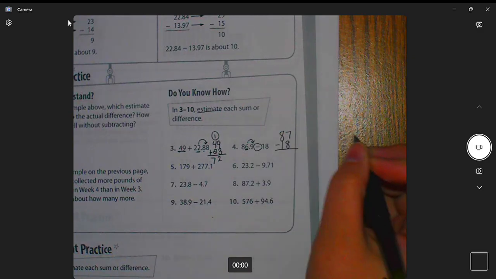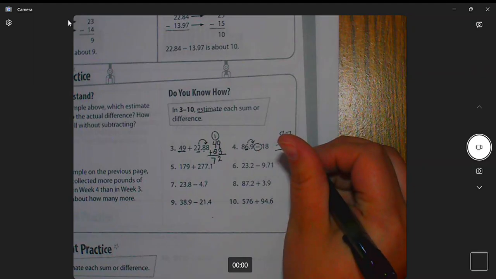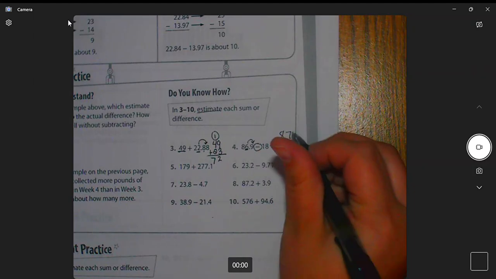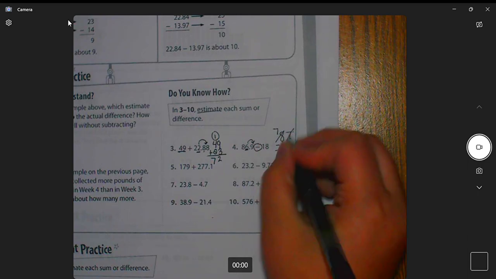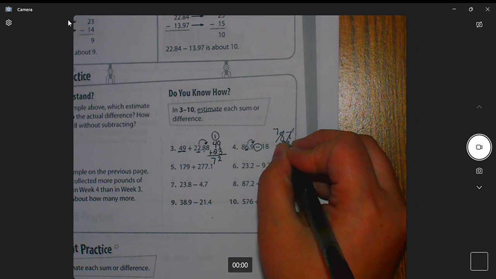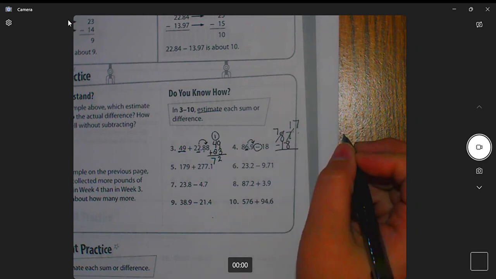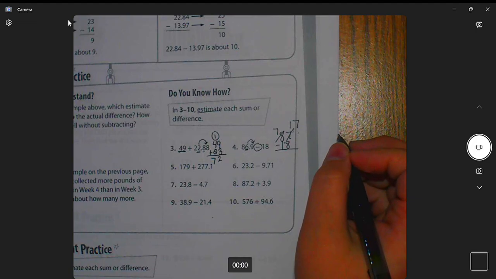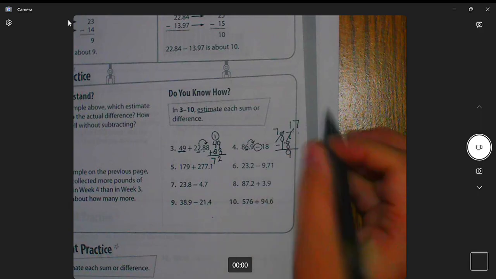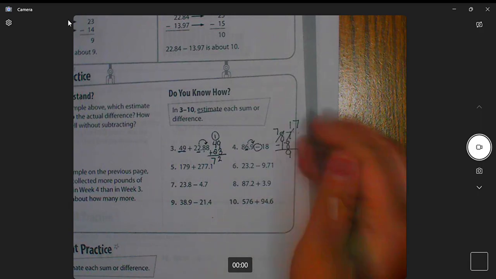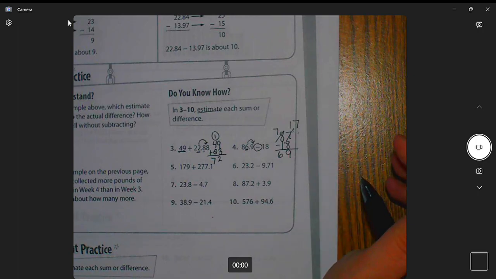Now we have to subtract. Can I get 8 from 7? Oh, I have to go next door, ask for more. I'm going to take a 10 and make this 8 a 7. And I'm going to give a 10. 17 minus 8, I can do that. 8 from 17 would leave me with 9. And 1 from 7 leaves me with 6. So your answer is roughly 69.